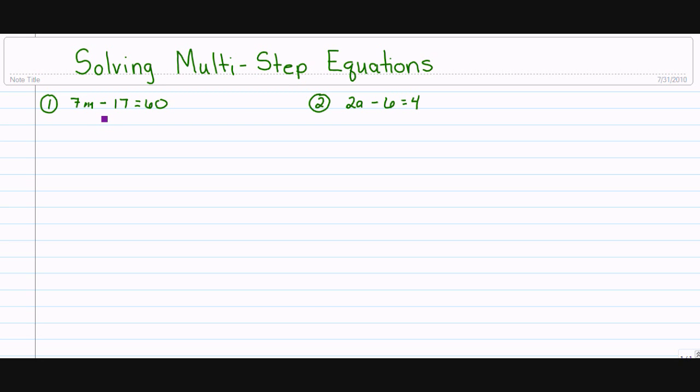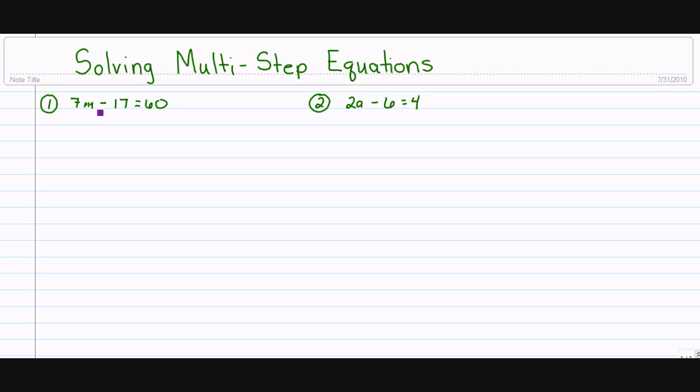Welcome to solving multi-step equations. When solving multi-step equations, a good rule to go by is do all adding and subtracting first, and then any multiplication and division, unless it's in a fraction. I'll show you an example of that later.